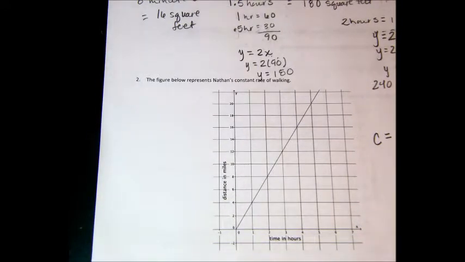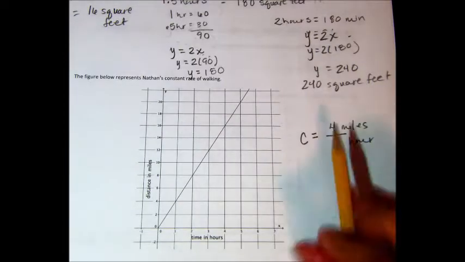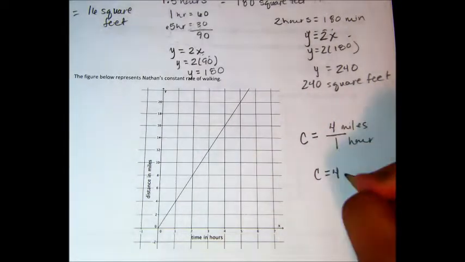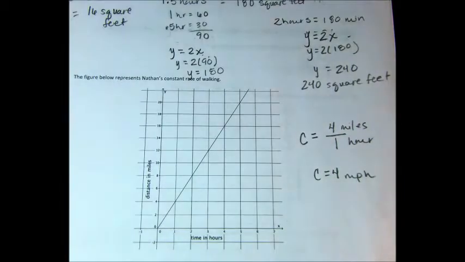All right, well, let's find any distance over any time. Scanning the x-axis, let's do 1 hour. And it takes him 4 miles. So he can do 4 miles in 1 hour. When I do distance divided by time, I get that his constant rate is 4 miles per hour. You've probably seen this abbreviation, miles per hour, MPH.